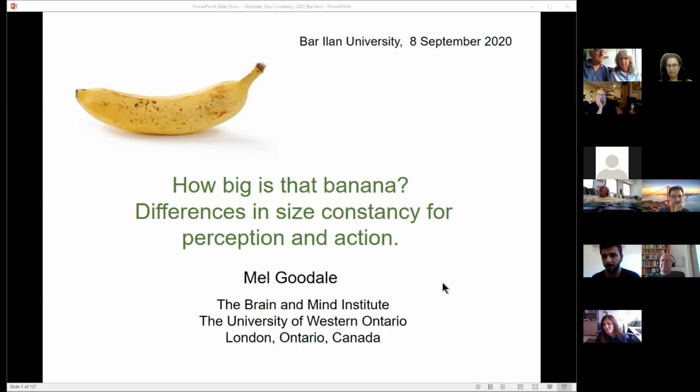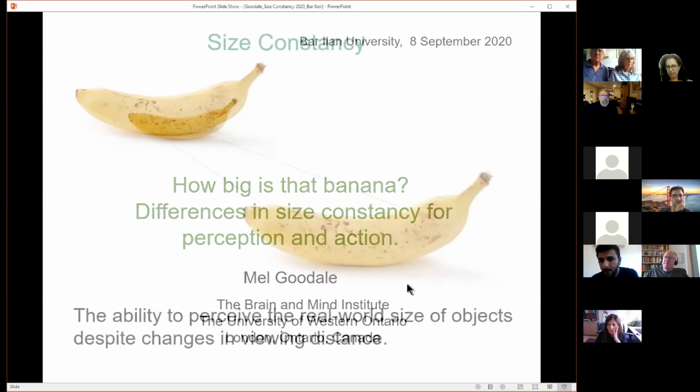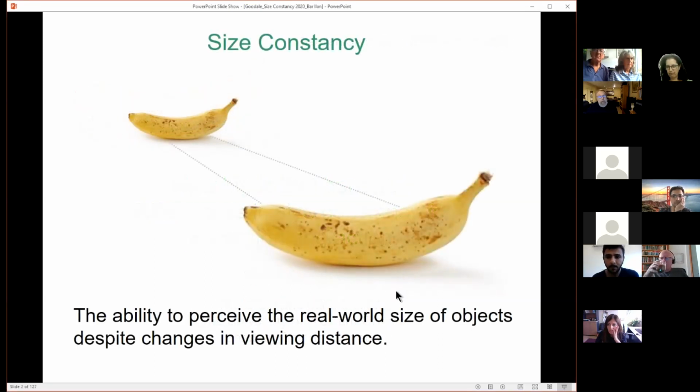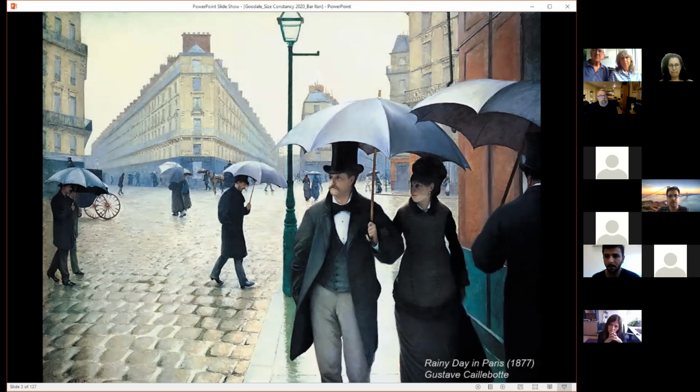I think that all of us will agree that object constancies are fundamental concepts in theories of perception. Constancies of color, constancies of shape, and of course size constancy, where we tend to see objects as being the same size independent of their viewing distance, at least within a certain range. And we can see this, I think, illustrated well in this photographic realism painting.